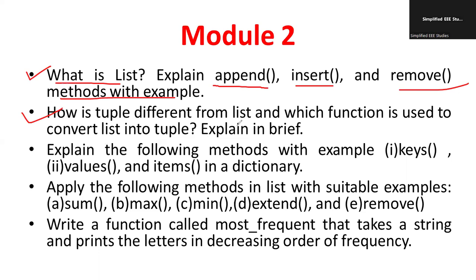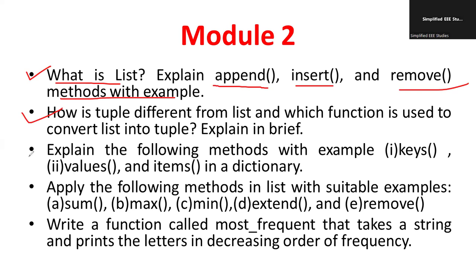tuple? Explain in brief. So tuple is immutable, whereas list is mutable. That is a major difference. The list is represented by using square brackets, whereas tuple is usually represented by parentheses. So we can easily convert the tuple into list. Okay, there are two methods to convert tuple into list and vice versa.